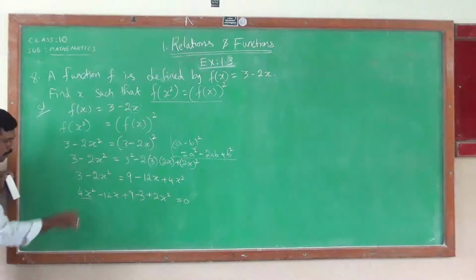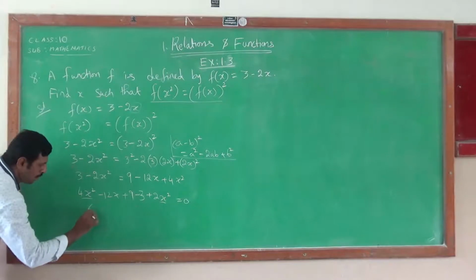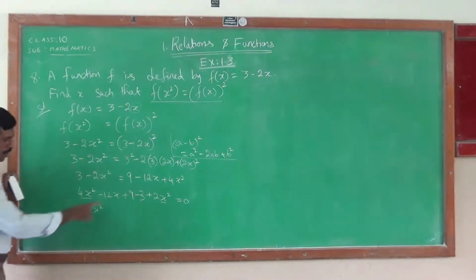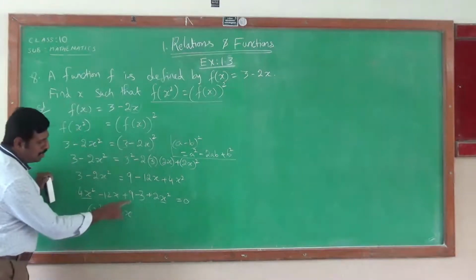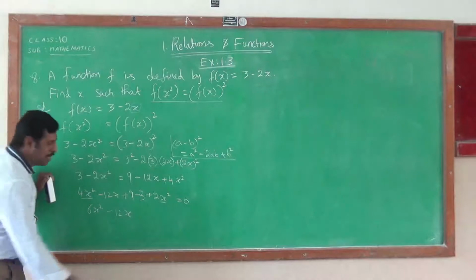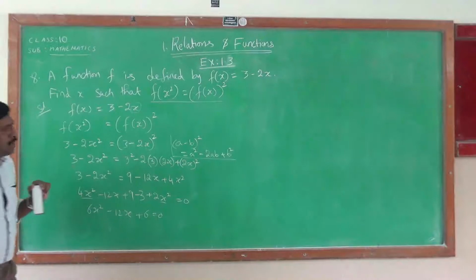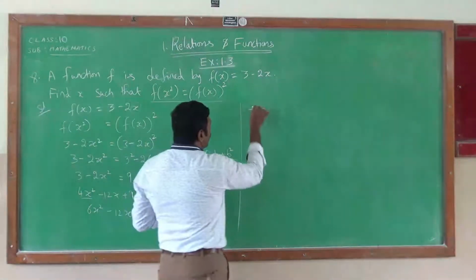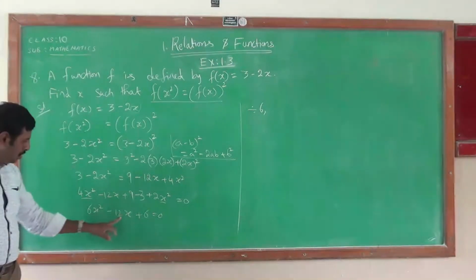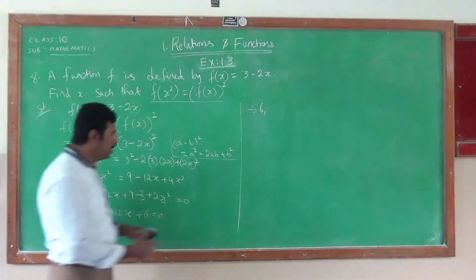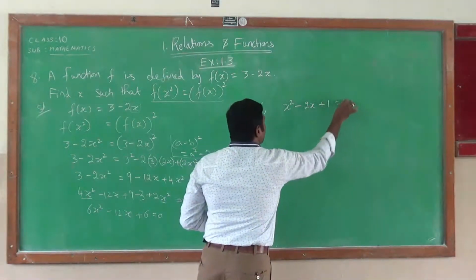Now here we have 4x square, here we have 2x square. Add the coefficient of x square. 4 plus 2 is 6x square minus 12. Here we have only one term, that is minus 12x. 9 minus 3 is 6 equal to 0. See, all the terms are divided by 6. What do you get? If the whole term is divided by 6, 6 divided by 6 is 1, 12 divided by 6 is 2, and then 1. So x square minus 2x plus 1 equal to 0.